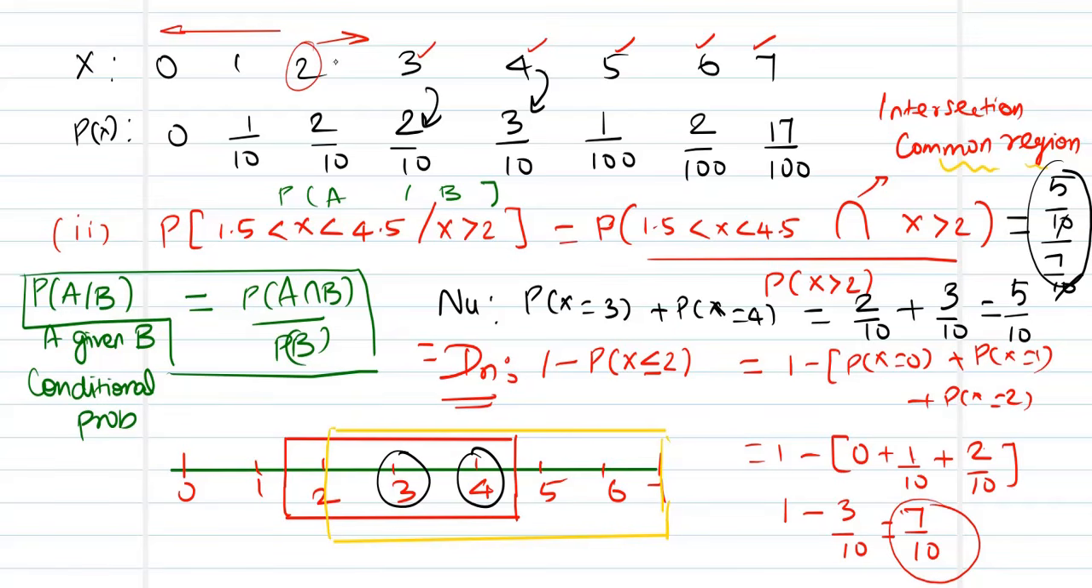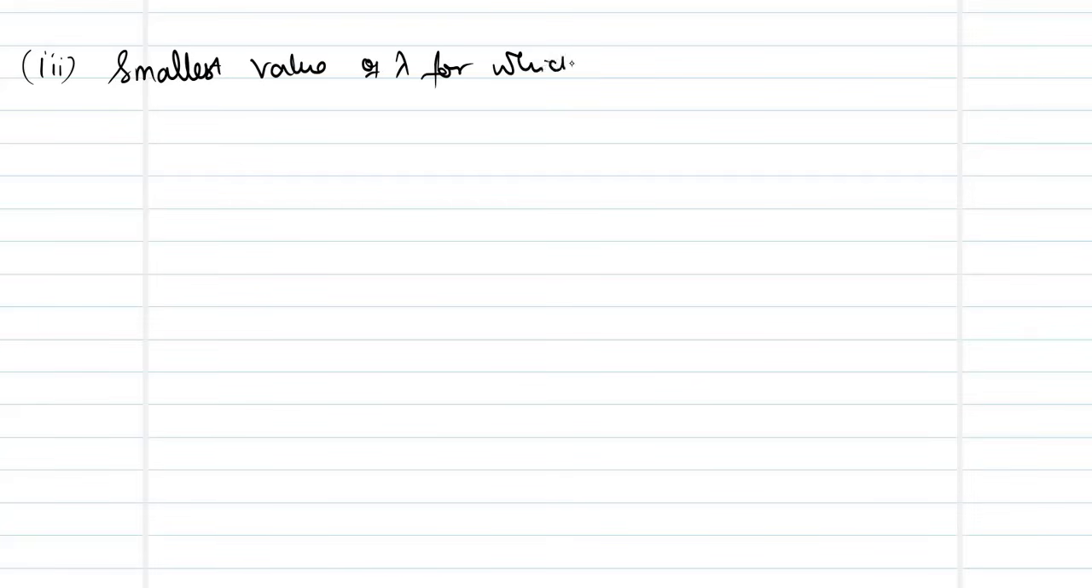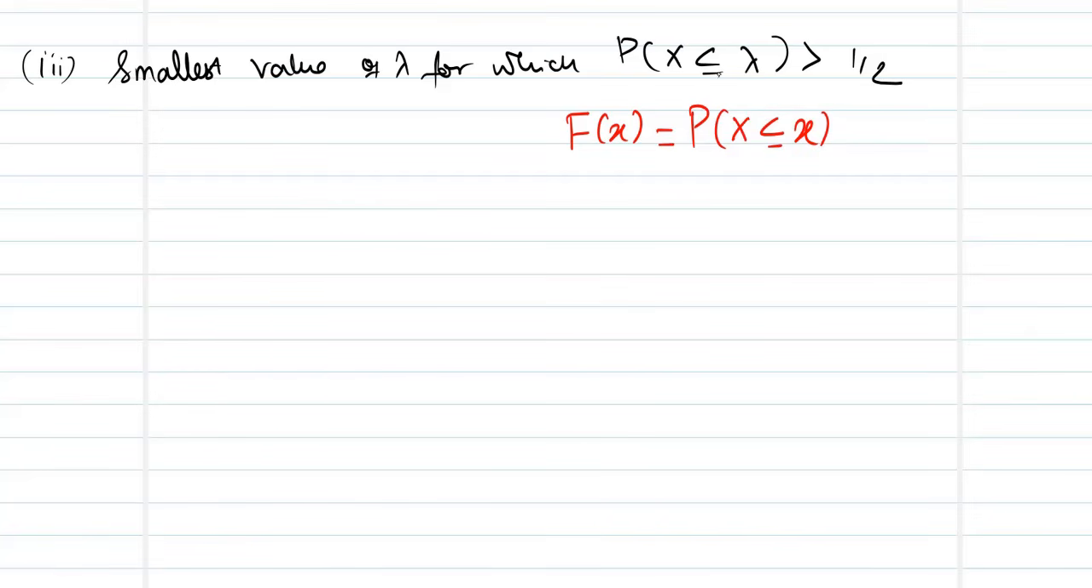Now let us move on to the third subdivision which we have been given. The third subdivision asks us to find the smallest value of lambda for which the probability of x less than or equal to lambda is greater than half. Now let us recollect the definition of the cumulative distribution function F of x, where we know that it is the probability of capital X less than or equal to small x. Can you identify the nature, dear? So over here what we have been asked is going to be our cumulative distribution function.